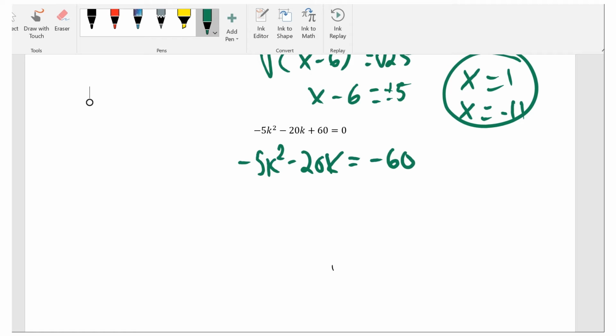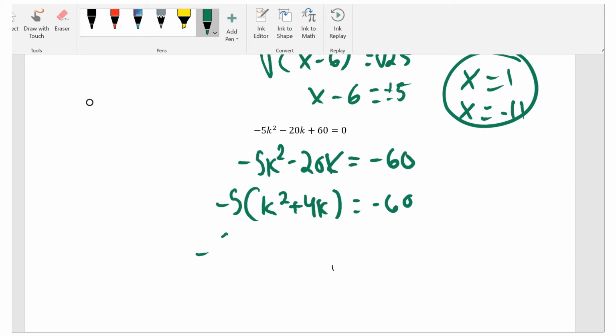So we're going to factor out this negative 5. And then we're going to have k squared plus 4k equals negative 60. Negative 5 times 4 gives me negative 20. All right. So we're going to take half of 4, and then we're going to square it.